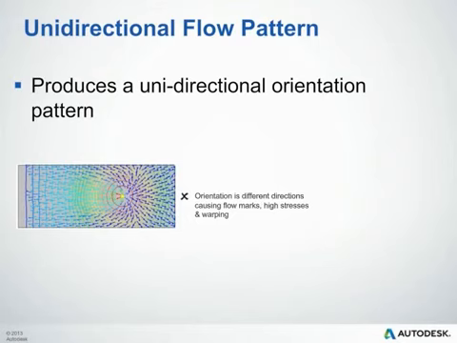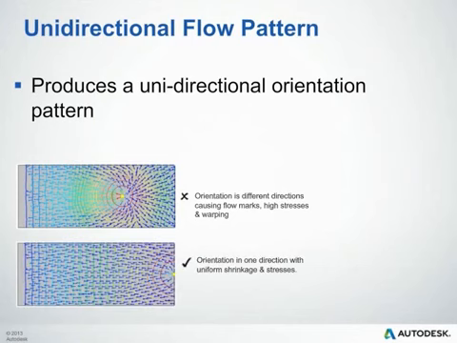The first design principle we have is to produce a unidirectional flow pattern when possible. When you do this, it also produces a unidirectional orientation within your part. So you can see our top image here. The orientation is in different directions, causing flow marks, high stresses, and warpage. In our image below, the orientation is in one direction with uniform shrinkage and stresses throughout the part. Now naturally this is a flat plate, so it's easy to say with this component, but you can apply these principles to your parts as well.